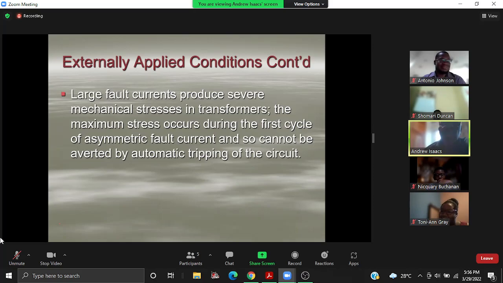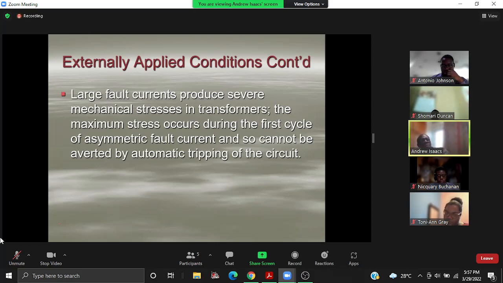Okay, so what this is saying to us, again, we didn't really spend much time on it, but the tripping will occur because of the time for tripping. It would be beyond that first cycle. So there's very little possibility of escaping the impact of the fault current. I hope you understand that.